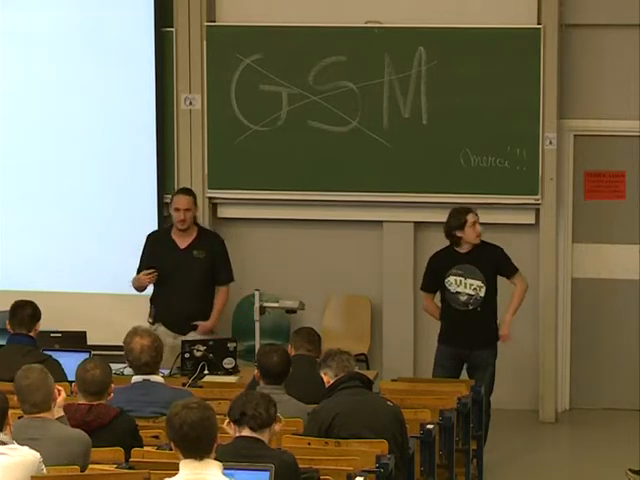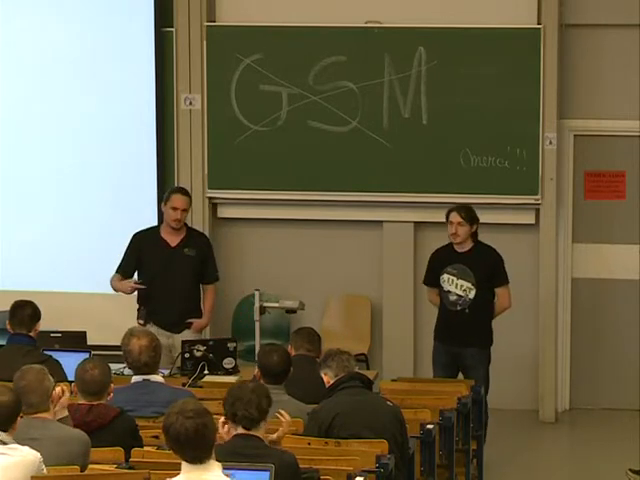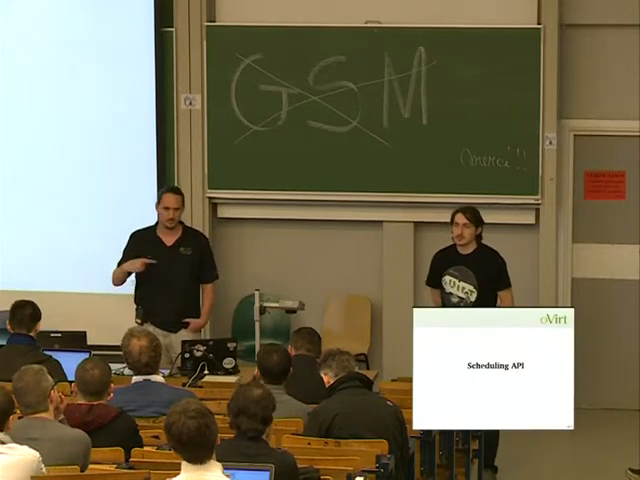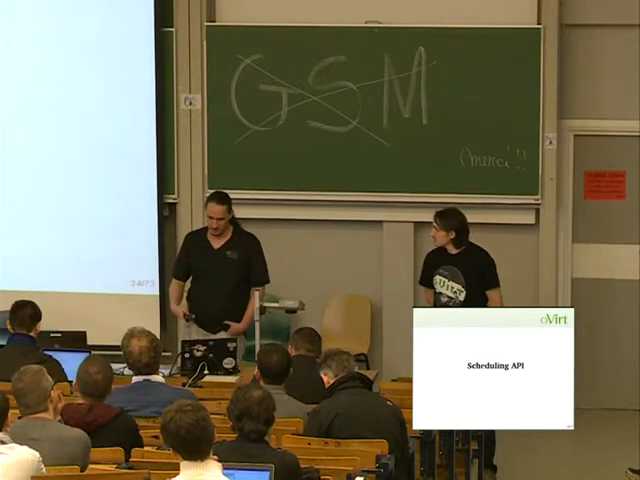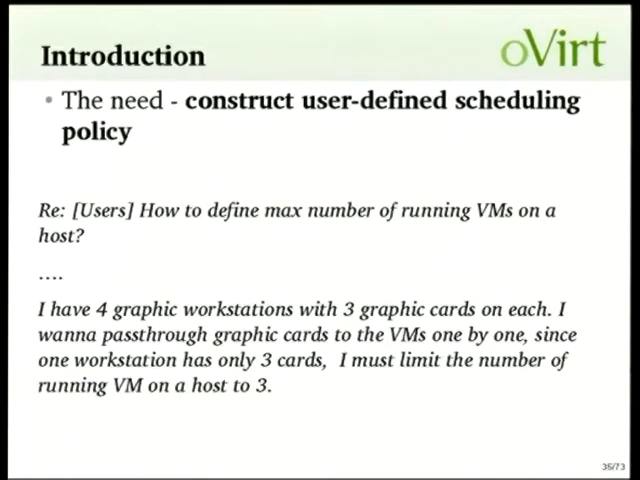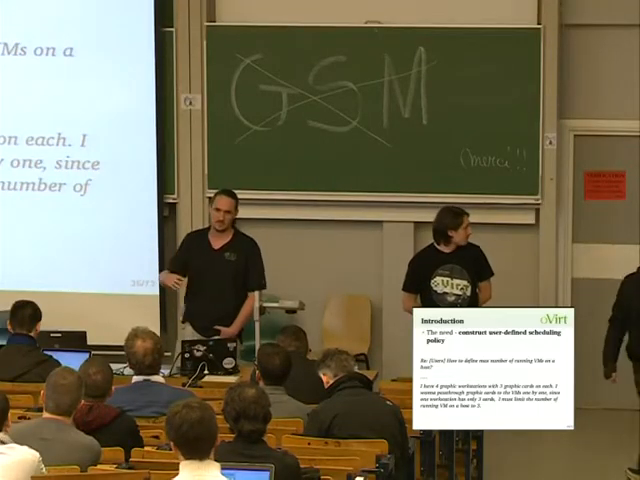Scheduling API, this is how we can change how the engine actually starts the VMs, on which host it selects to start the VM. So basically the need was because users wanted to do some specific scheduling, and there was no specific scheduling done. You couldn't choose which host would start the VM. There were just a few basic algorithms that didn't take into consideration user requests, like someone wanted a maximum of 3 VMs per host.